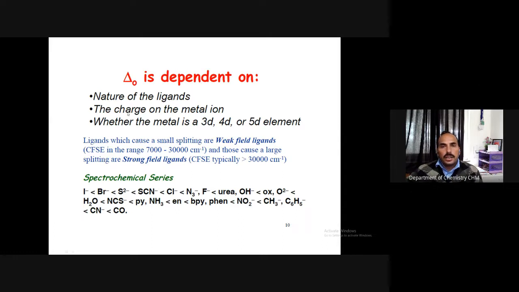Okay, the charge on the metal ion. As the charge increases, let's say a plus 2 oxidation state compared to a plus 3 oxidation state, the plus 3 will have more splitting.